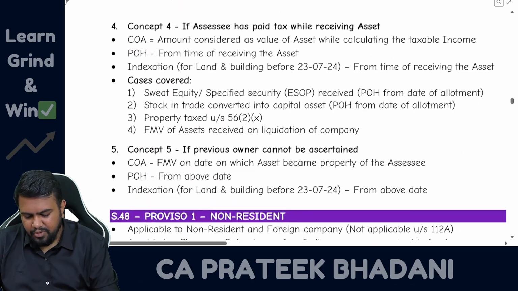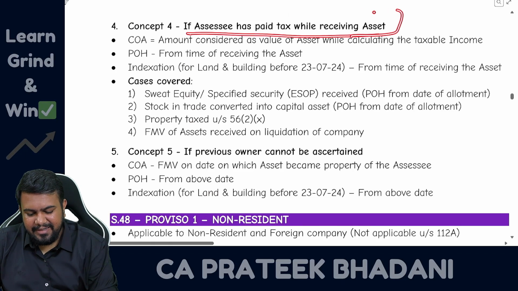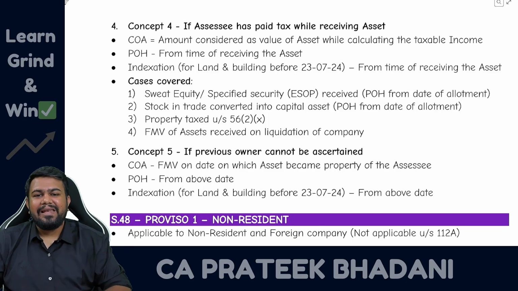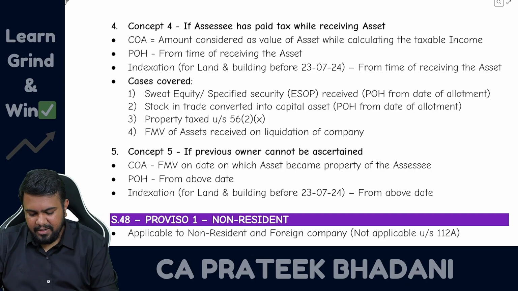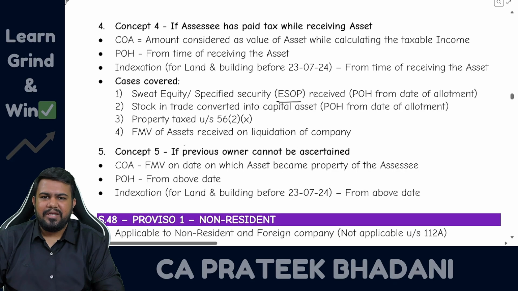Now let's come to concept number 4. Very simple. If the assessee has paid a tax while receiving an asset, then whatever value was considered while paying the tax will be considered as cost of acquisition. So there are few cases here. Let's take example of ESOPs or sweat equity shares.